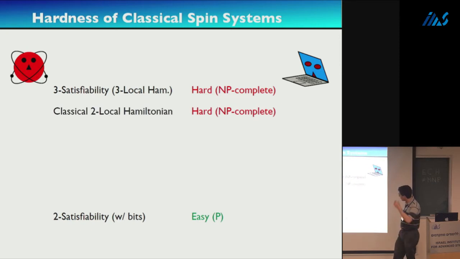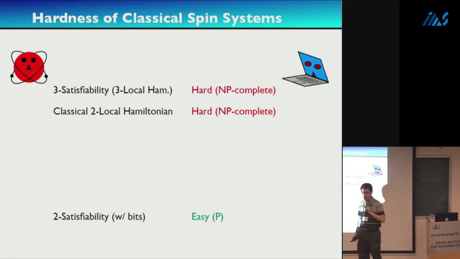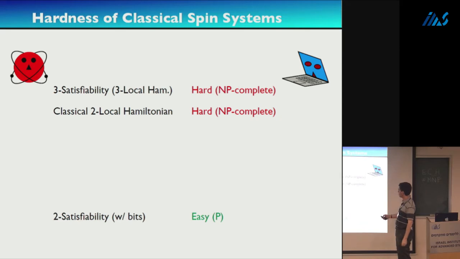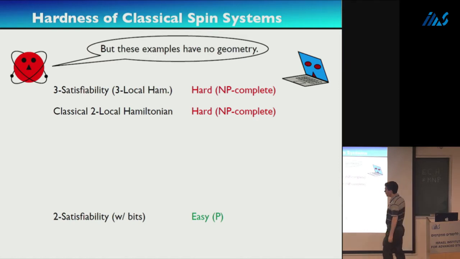So let's start to see. 2 satisfiability, where you have to satisfy all the clauses, is easy. But if you have the Hamiltonian problem where you just want to find the ground state energy, which allows frustrated terms, that's like max 2 SAT, which is an NP complete problem. So if we allow 2 particle interactions that can be anywhere, if we allow frustration, that's still hard. But from a physicist's point of view, these are very unsatisfying because these particles are all over the place.